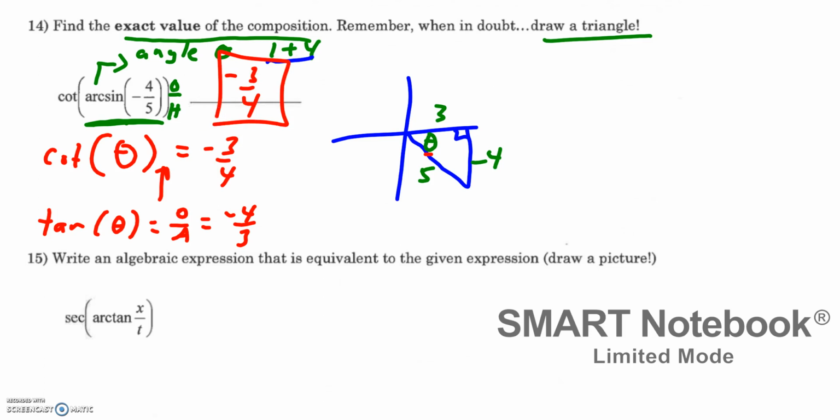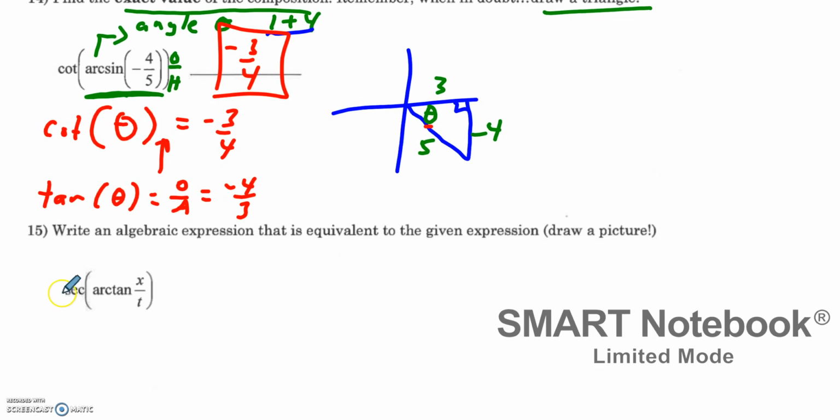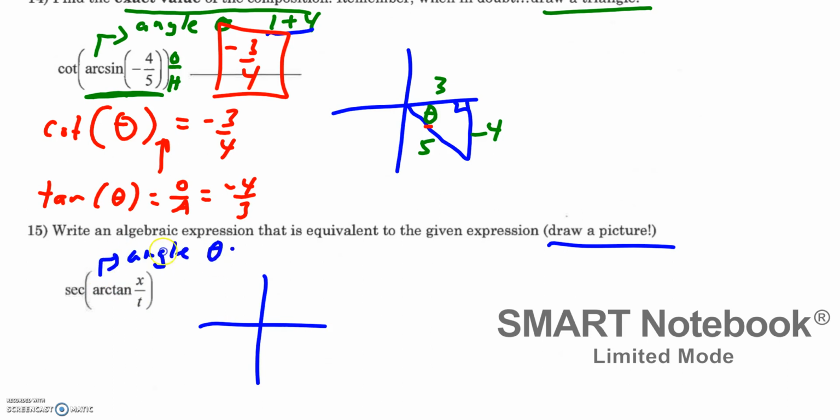The same goes with number 15. Even though everything's symbolic, what we can do is think about quadrants first, because this is definitely not on the unit circle, this angle, or this ratio for sure. So let's draw a picture. So if we're thinking about it, we're trying to find an angle, arctan. And arctan, the angle, or theta, is restricted to quadrants 1 and 4. Because x and t are both positive, I don't see any reason why we can't draw the triangle in quadrant 1. We would again put the reference angle next to the x-axis.